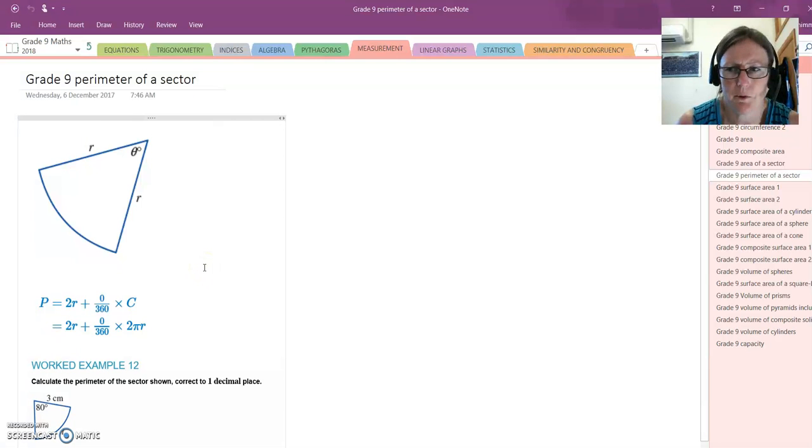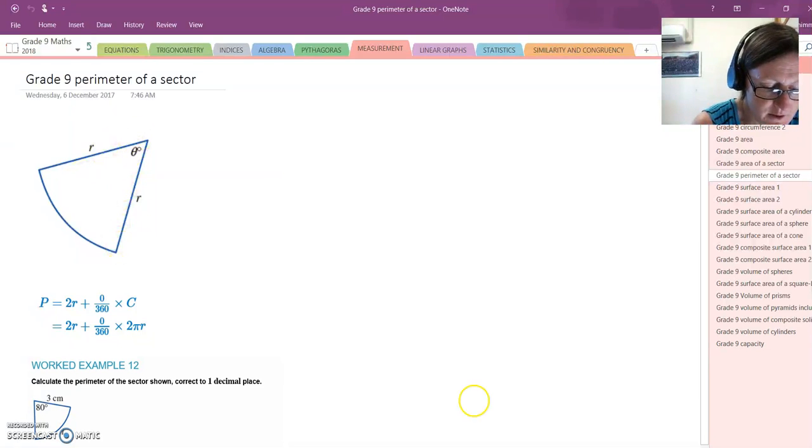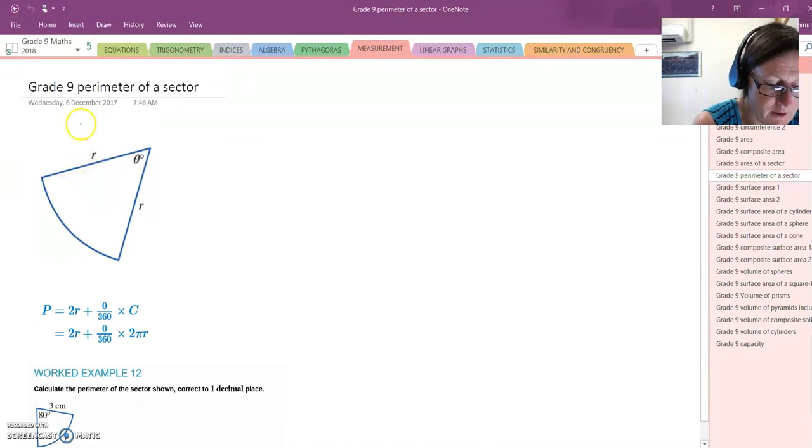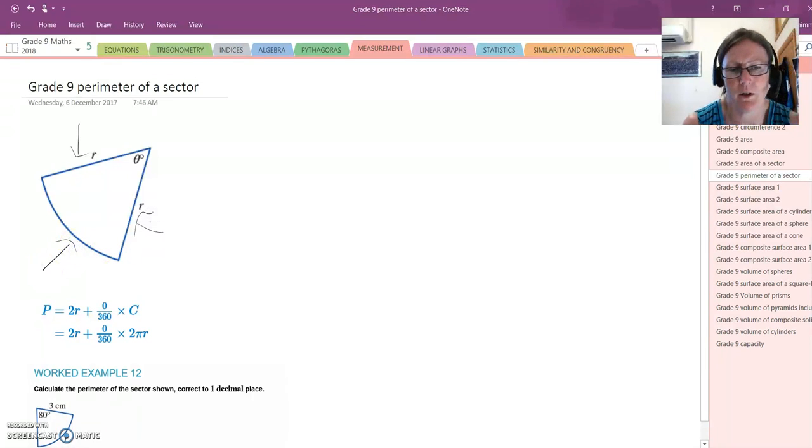Okay, we're going to now look at the perimeter of a sector, remembering the perimeter is the total distance around the outside. So for this sector, if we add up this length plus this length plus the length of the curvy bit, that will give us the distance around the outside.